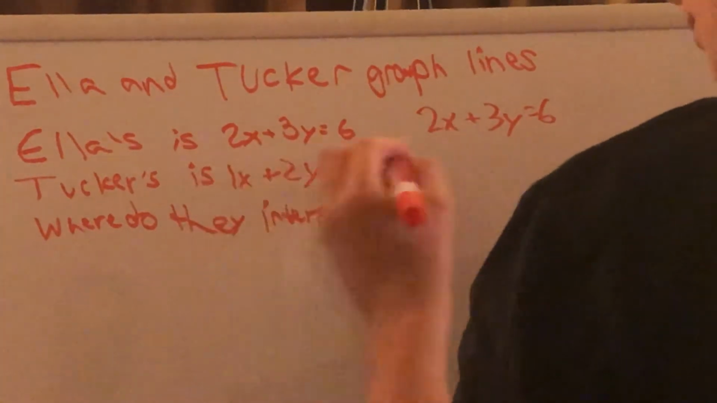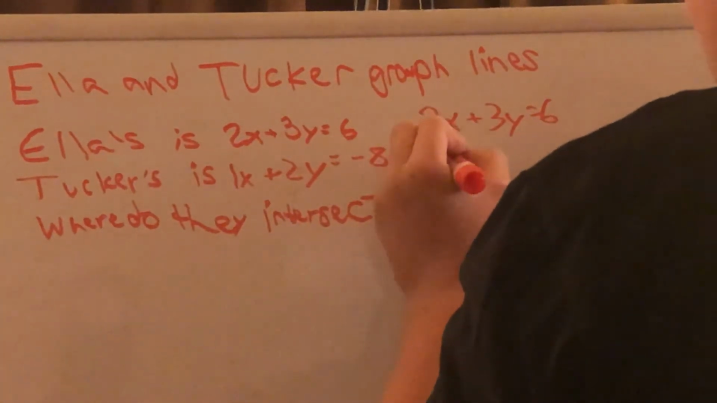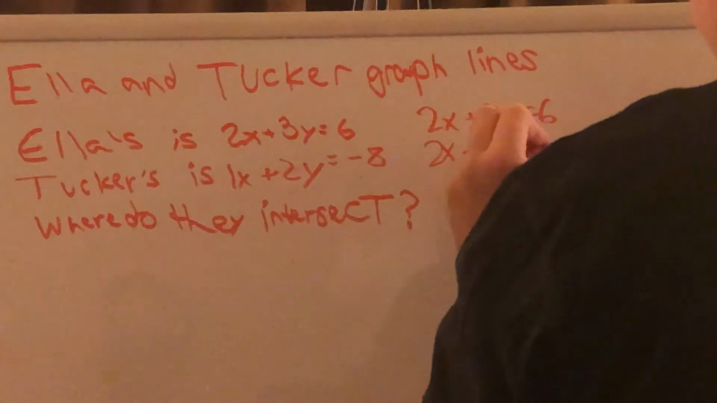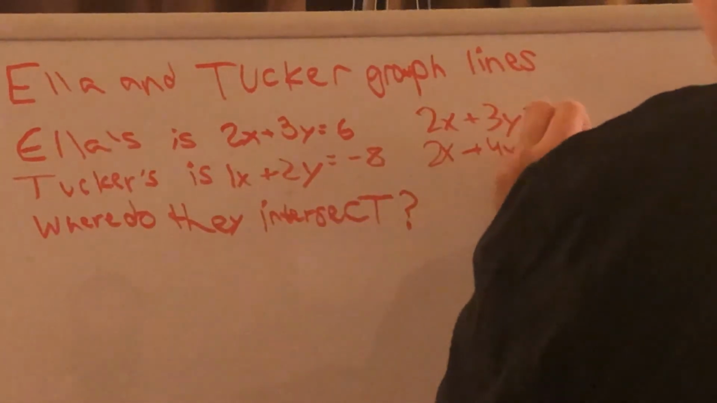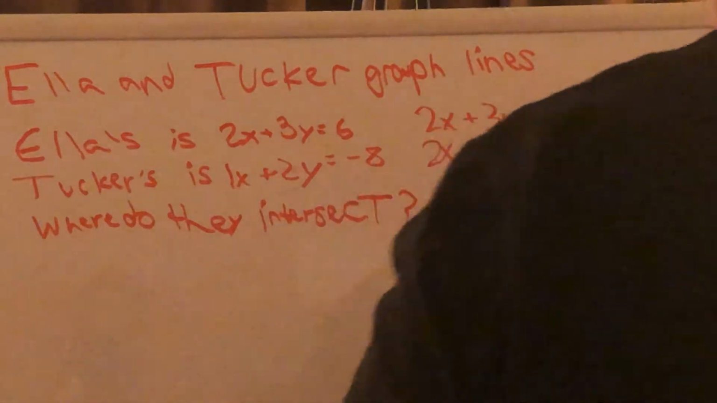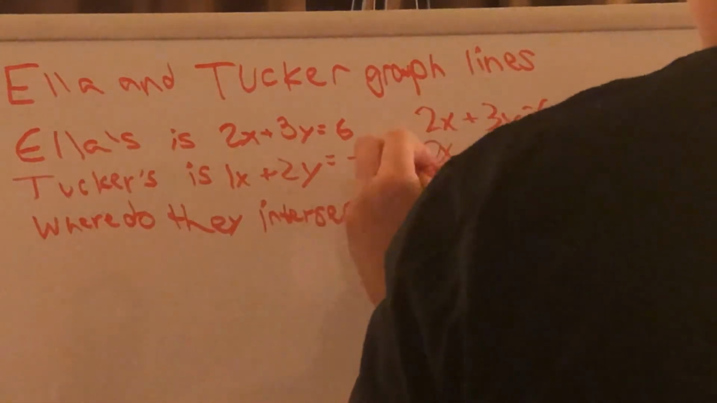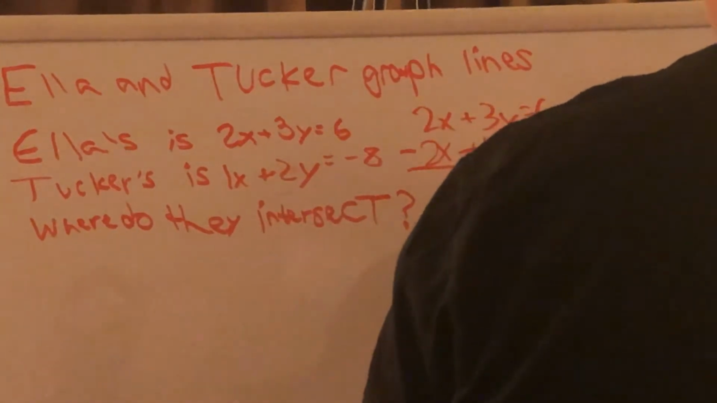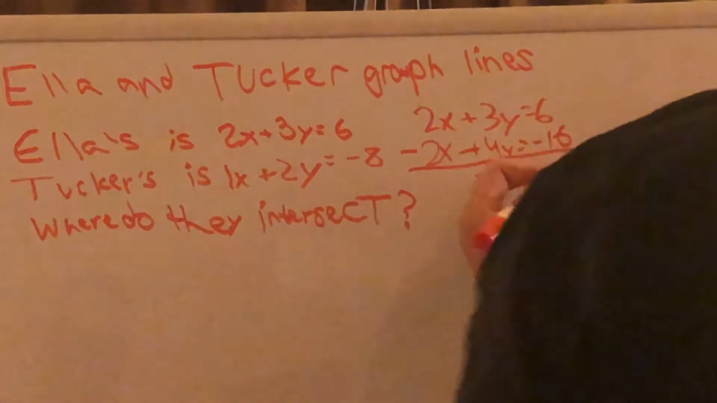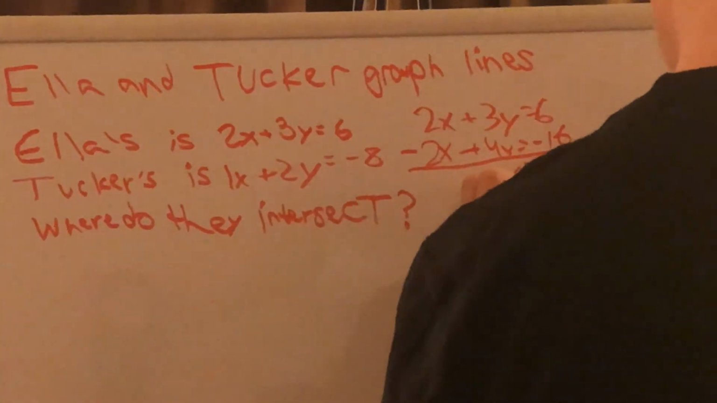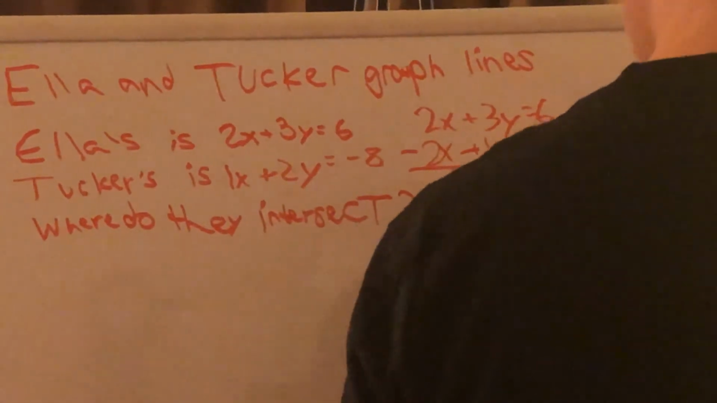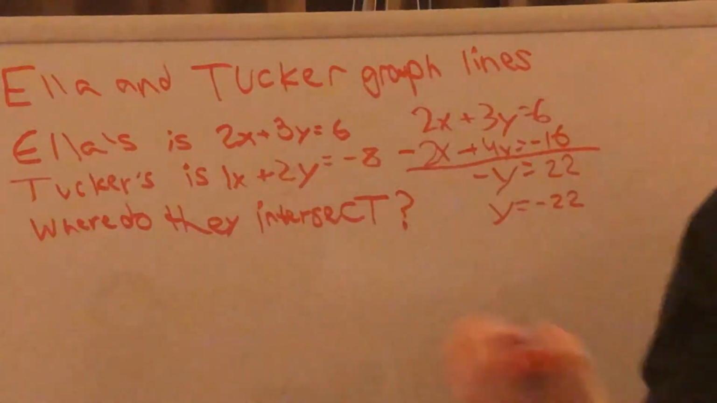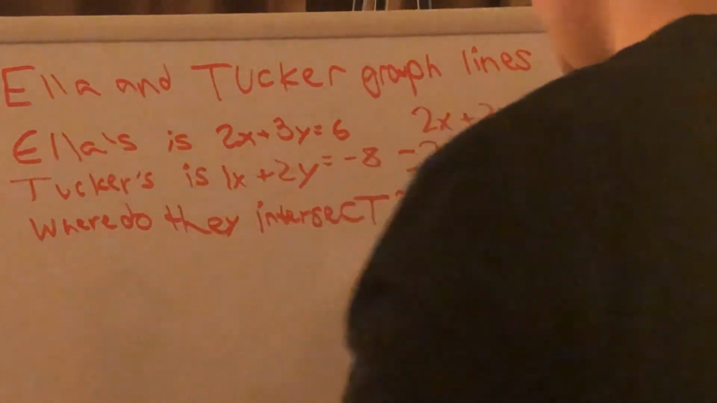Then I'm going to multiply everything in here by 2. So 2x plus 4y equals negative 16. And we subtract this from this, and we get no x's. We get minus y, and then 6 minus 16 is like 6 plus 16, so 22. So y equals negative 22. We're meeting at a y coordinate of negative 22.